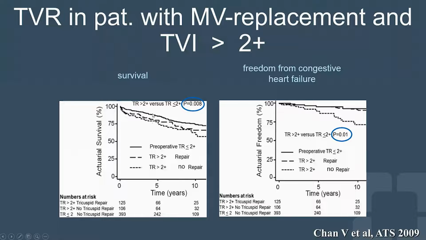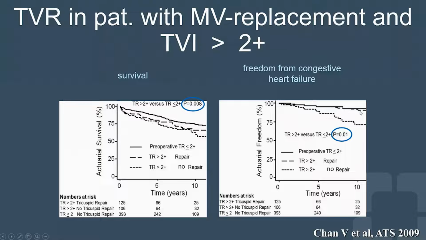Certainly, if the patients did not have any TR at the beginning, they did the best. But those that had TR, it didn't seem to matter whether or not they had a repair or not. So in terms of the survival, it didn't matter. But in terms of freedom from congestive heart failure, it did seem to matter.